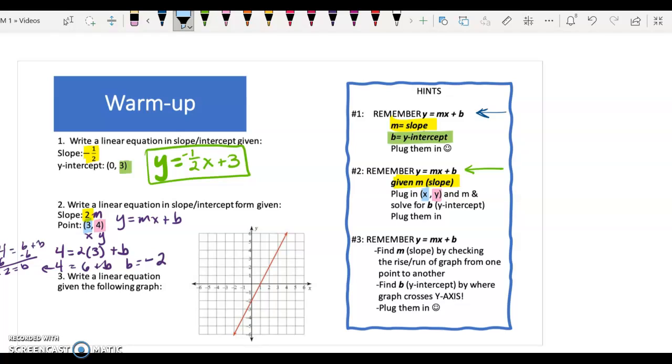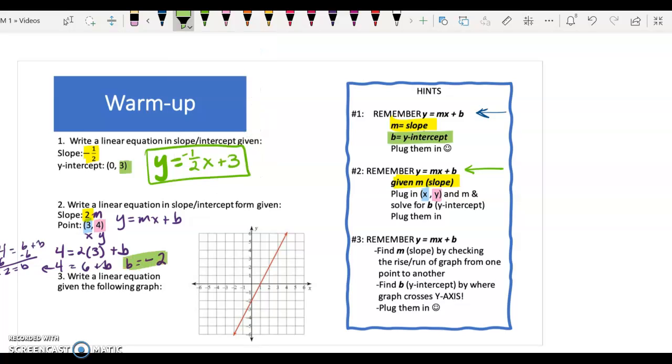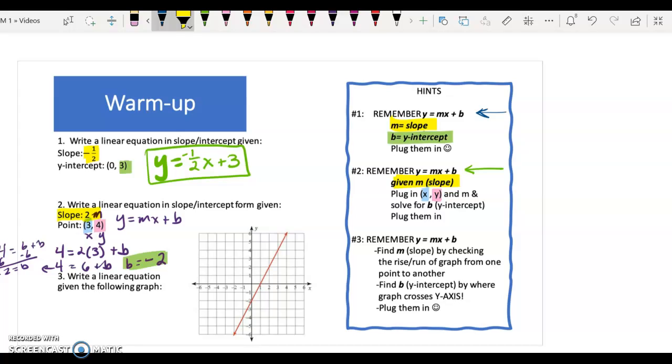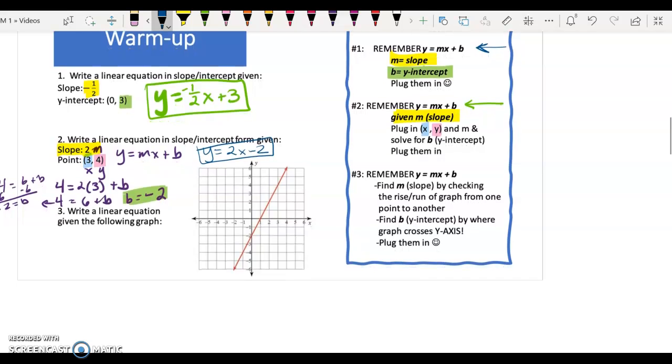And then I have my b as I did up in number 1, and I have my slope as I have highlighted here in yellow, and I plug them back in to the y equals mx plus b. So this is y equals 2, that's our m, x minus 2, that's our b. And then the last question here is to actually write it from the graph.